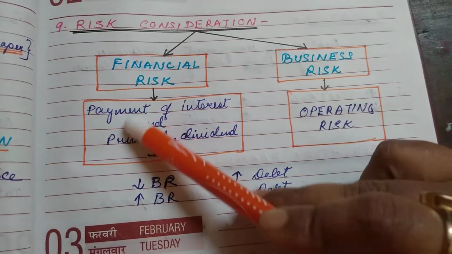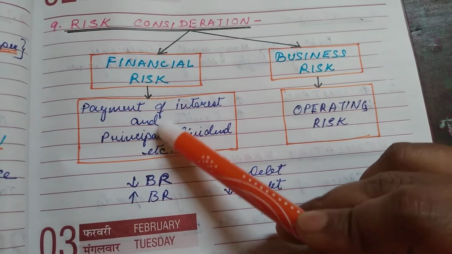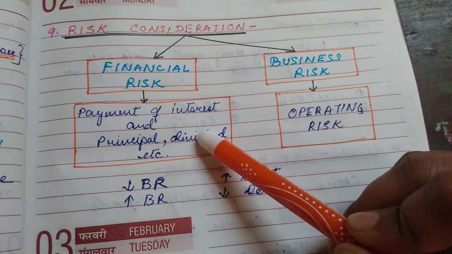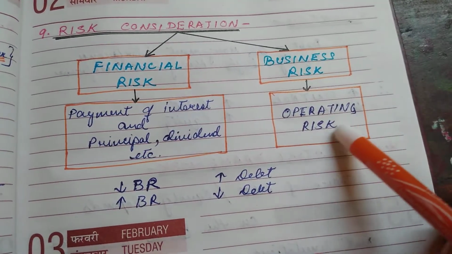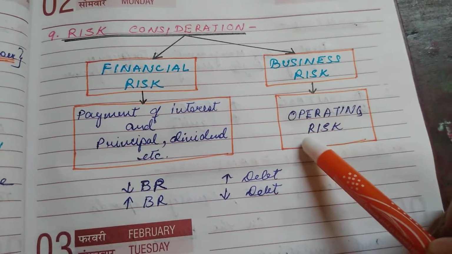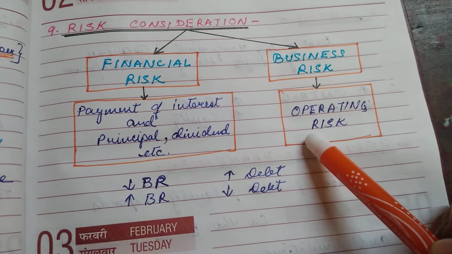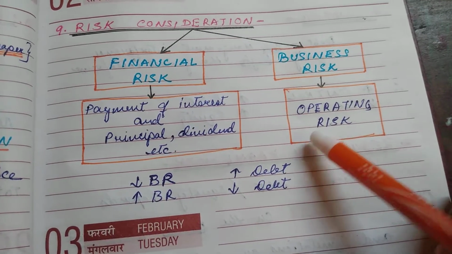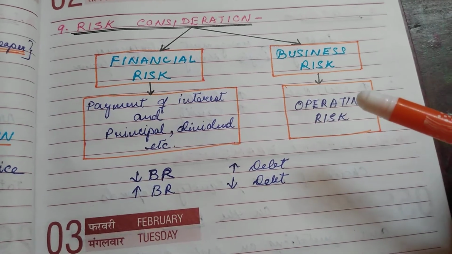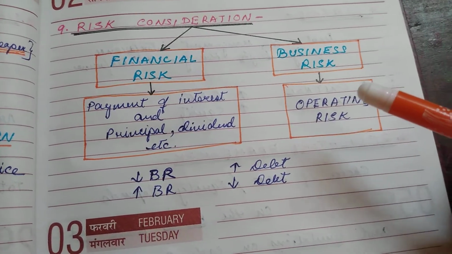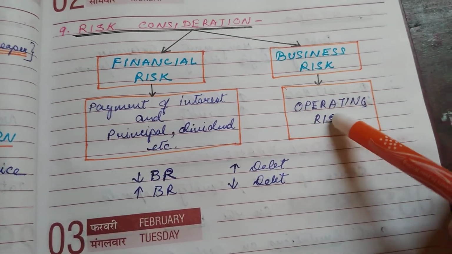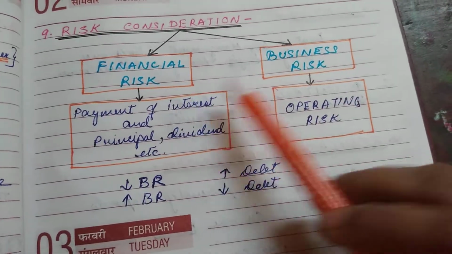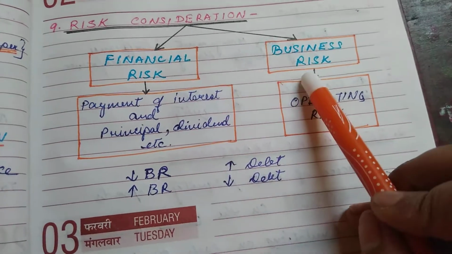So the risk which is associated with the payment of interest, principal and dividend and other payments is financial risk. The risk which is associated with the operating of the business, that means during day-to-day operations there are certain risks, like machine failure, changes in environmental situations or political considerations, several things can happen. So those are the operating risks. So two types of risks are there, financial risk and business risk.